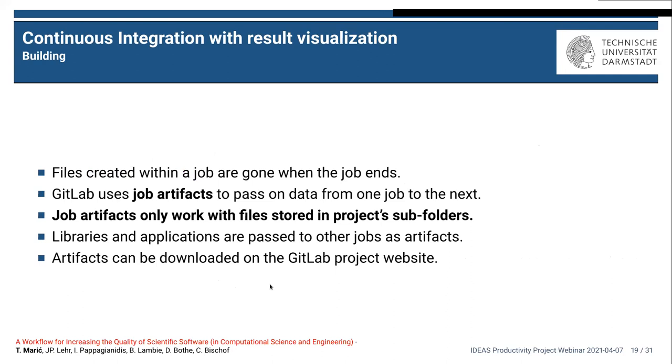However, when building software, files that are created within a job are gone when the job ends. GitLab uses something called job artifacts to pass on data from one job to the next. These job artifacts only work with files that are stored in project subfolders. So we have to make sure that the libraries, applications, or solvers that we have compiled are passed to other jobs as artifacts. Those artifacts can be downloaded from GitLab, so when the CI pipeline is running, as soon as jobs are finished, we can examine our results.